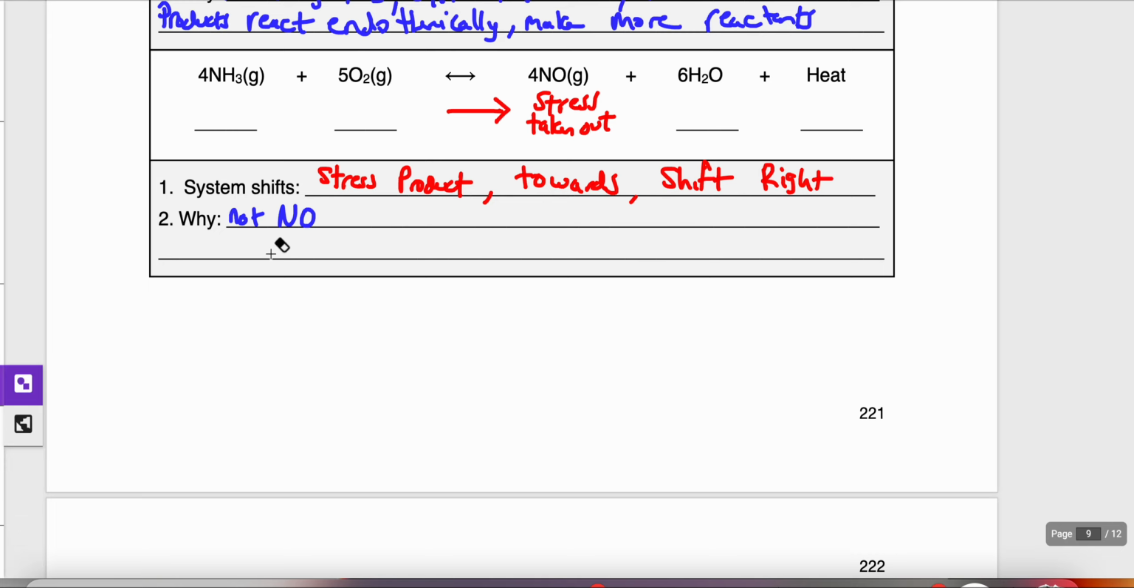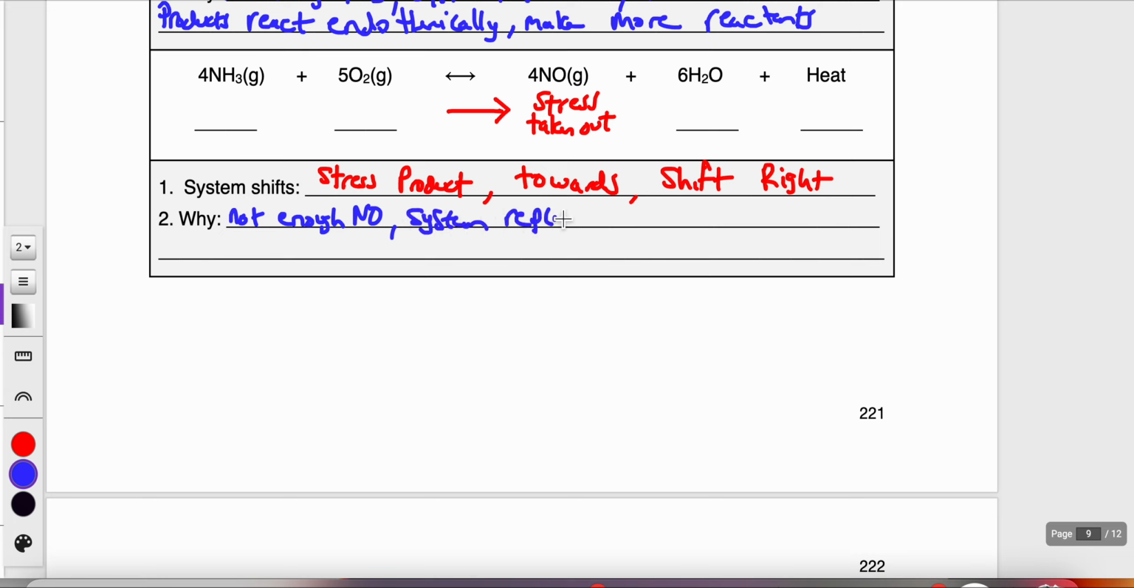So let me write that correctly. There's not enough NO in the system, so it has to replace it. And the way the system replaces it is by favoring the forward reaction. So the forward reaction is favored, meaning that the reactants are going to be used to make some more of the stuff on the product side in order to replace this.